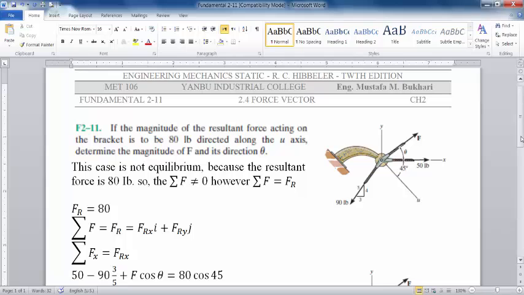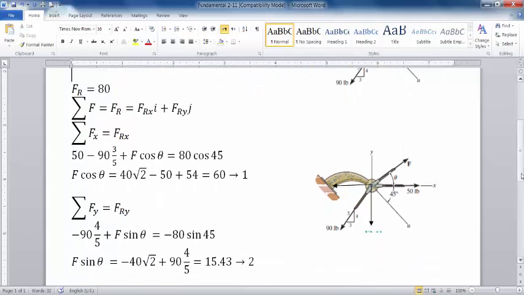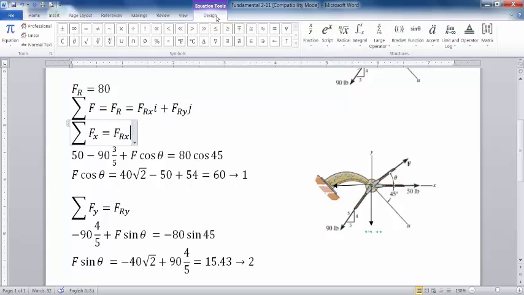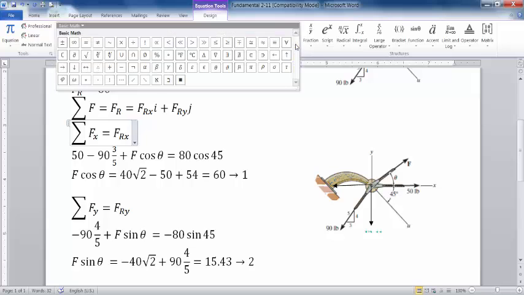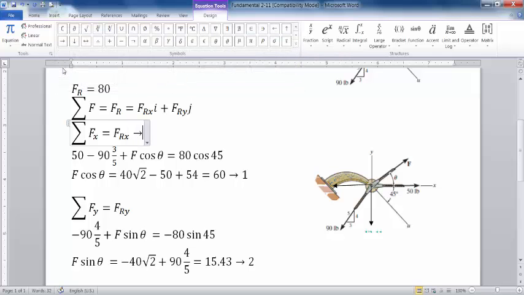The direction is 45 degrees along the u direction. So for the resultant force we can analyze it into the x-axis and y-axis. Let us first start with the sigma Fx. This is for the question 1. Sigma Fx is equal to FRx.